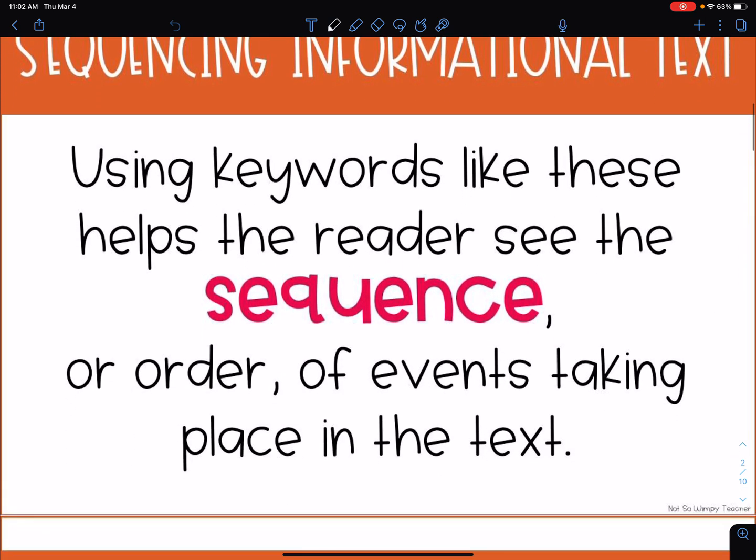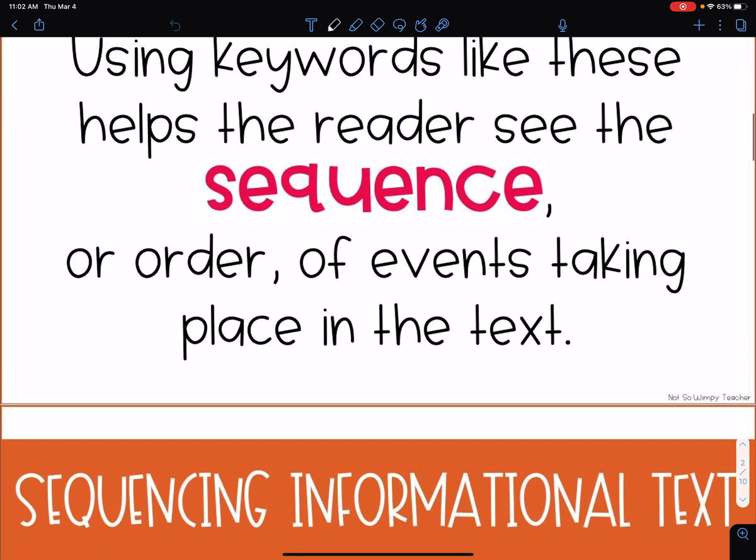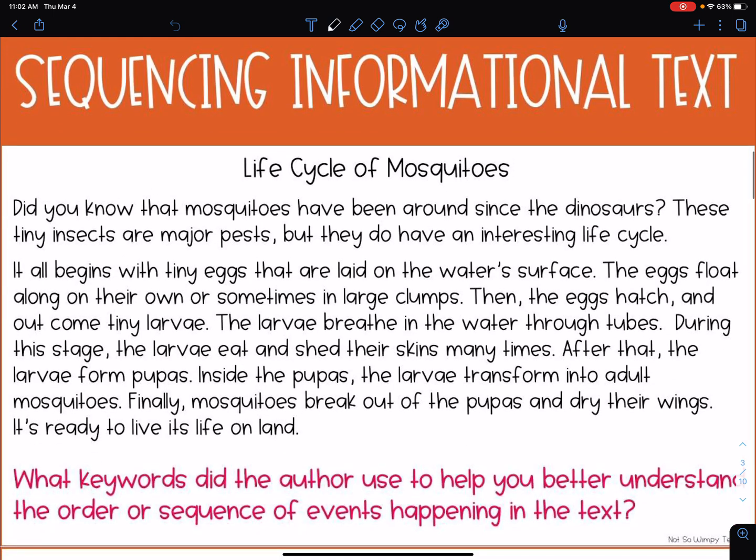So, using keywords like these helps the reader see the sequence, or just the order of events taking place. So, let's look at this text. This is an informational text. You can see the title is The Life Cycle of Mosquitoes. Did you know that mosquitoes have been around since the dinosaurs? These tiny insects are major pests, but they do have an interesting life cycle.